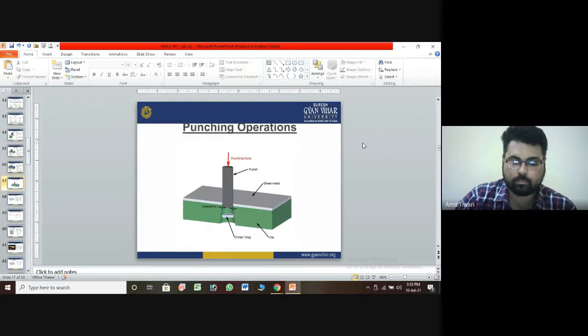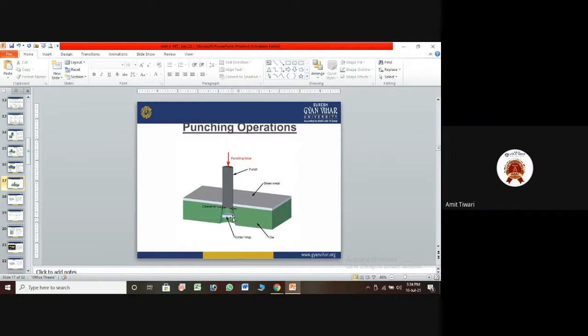The punching operation is shown in this diagram. The die is placed here, with the sheet metal on its surface. You apply the punch with punching force, and that particular area is cut, leaving the cut section as scrap. This is known as the punching operation. Punching means applying high pressure on the sheet metal, and the area where the pressure acts is cut and removed.